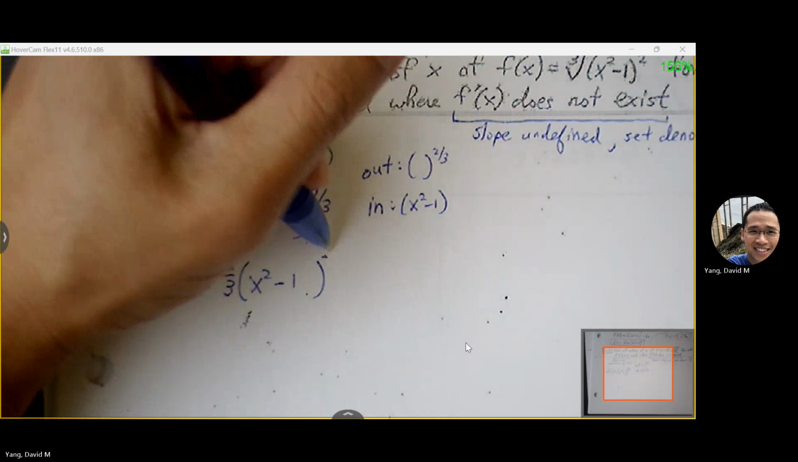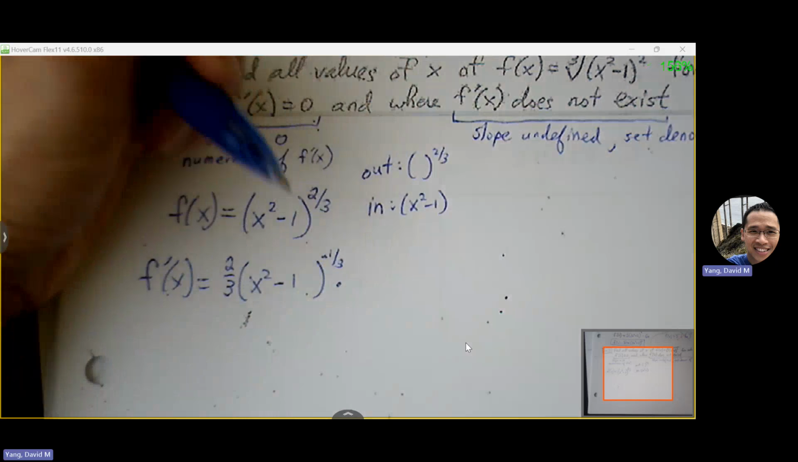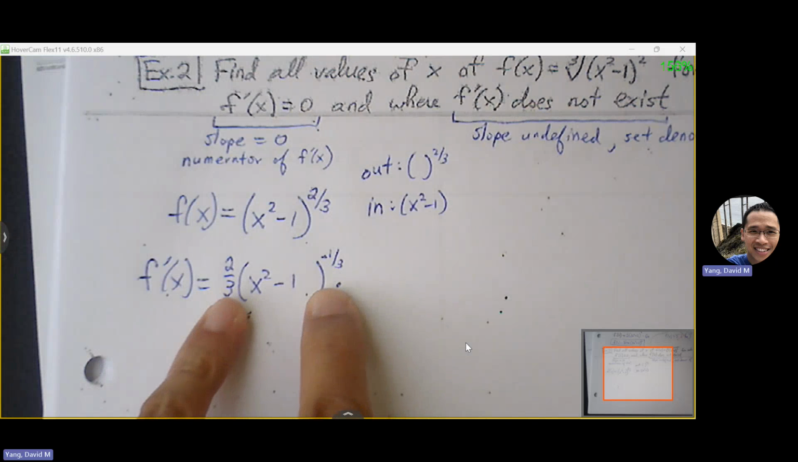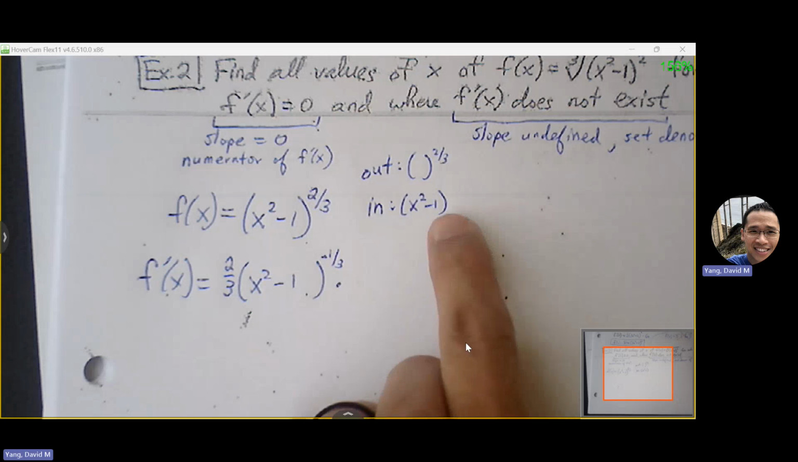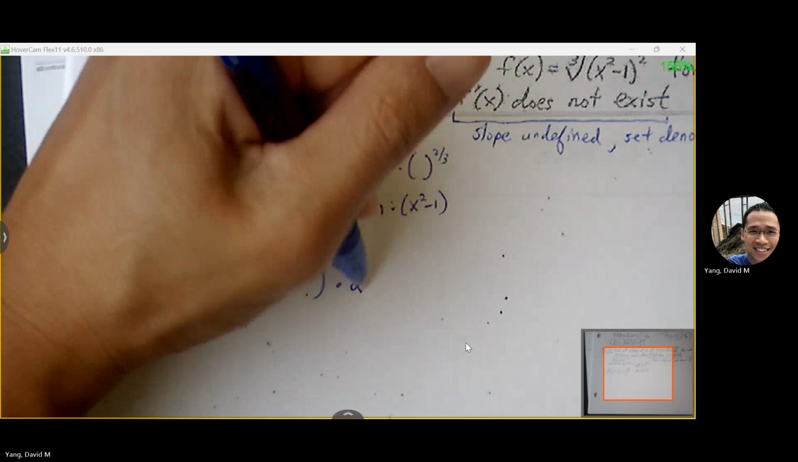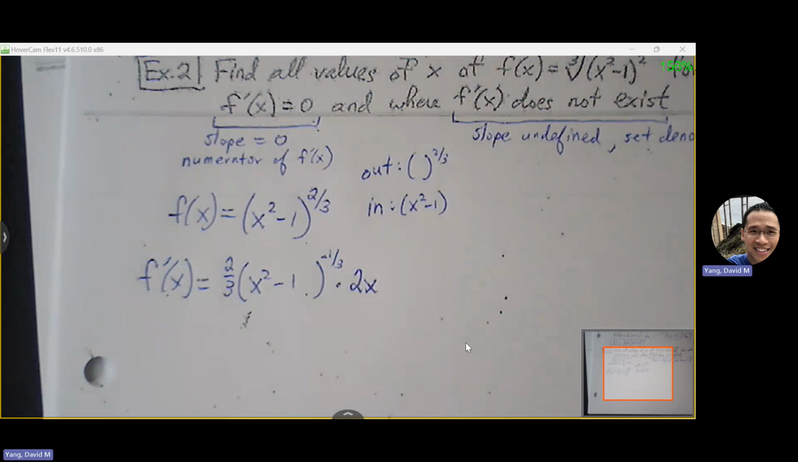-1/3 times. So now we're done with the outside portion. We can now move on to the inside portion. What's the inside derivative going to be? Just 2x. Okay, so there's our derivative.